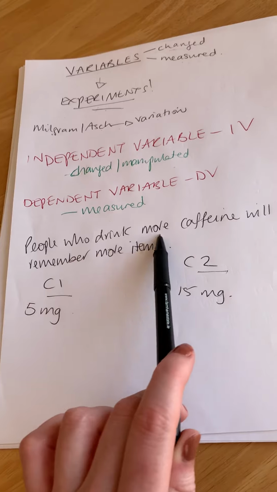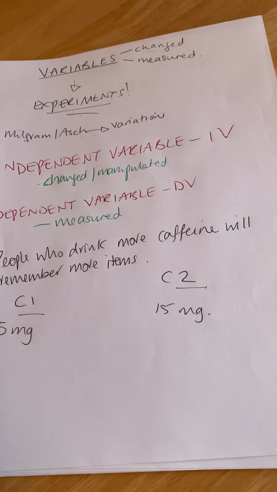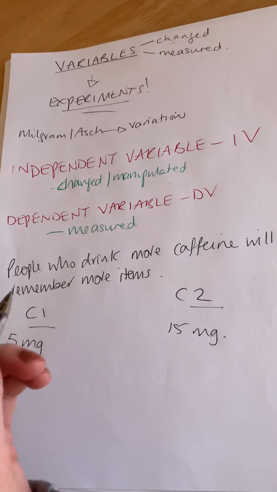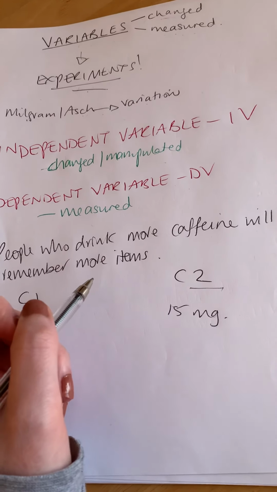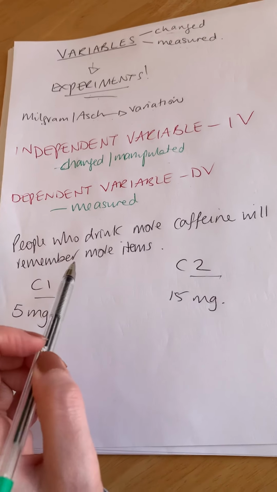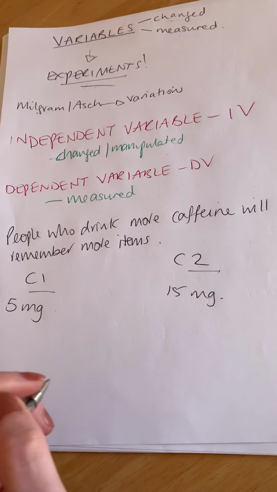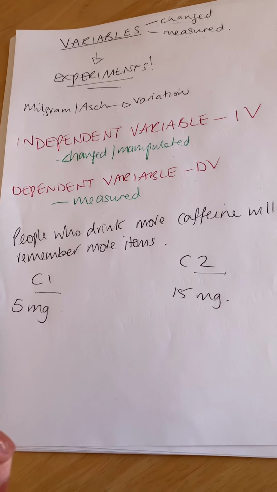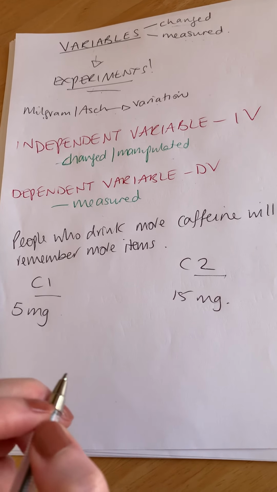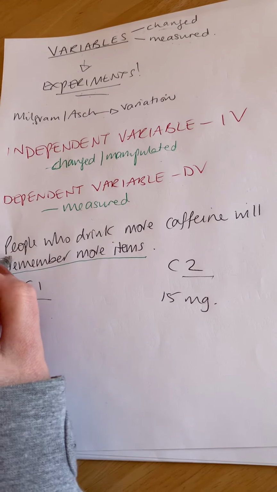So if I want to identify through my hypothesis what is my IV, what is my DV, I tend to find that it's always easier to identify the DV first. So what are they measuring here? So what are they going to be recording? You imagine the wee researcher with his recording sheet ready to go. What is he going to be writing down for each participant? And it is going to be the number of items remembered.